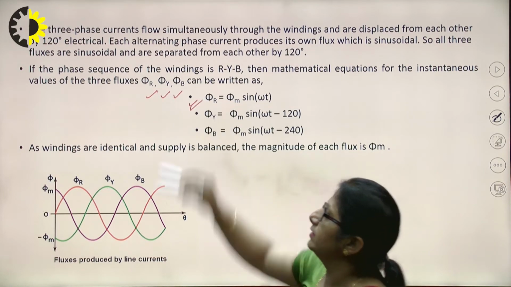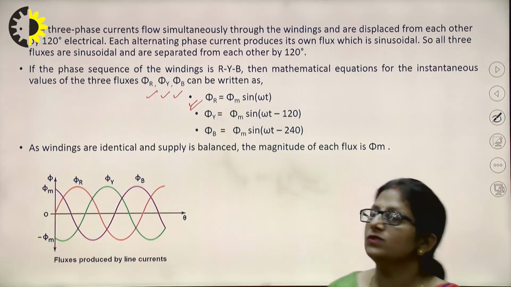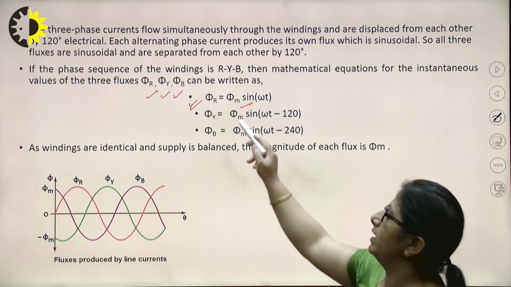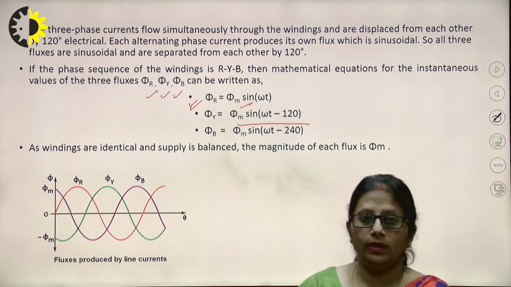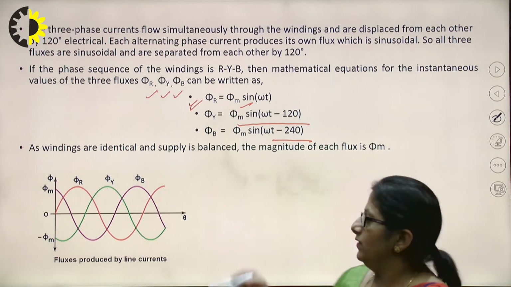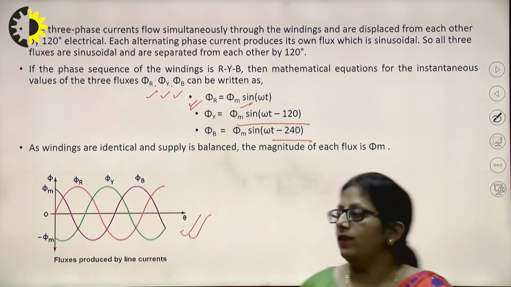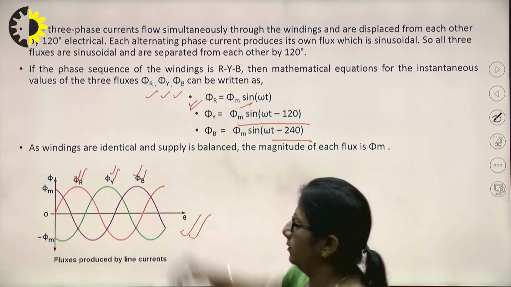So phi R, because this comes first in the phase sequence, can be given as phi m sin omega t, right? Phi Y displaced by 120 degrees, so phi m sin(omega t minus 120). Phi B displaced by another 120 degrees, that means minus 240, right? Obviously, we can represent that in the waveform, right? Phi R is the most leading one, then phi Y, then phi B, right?